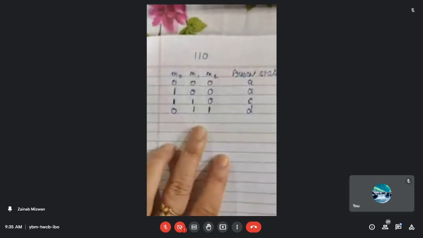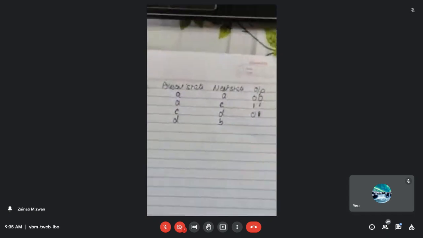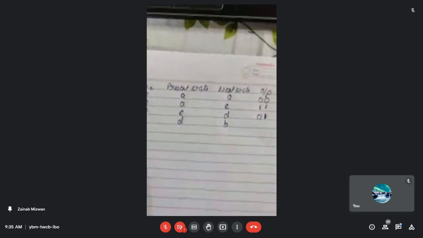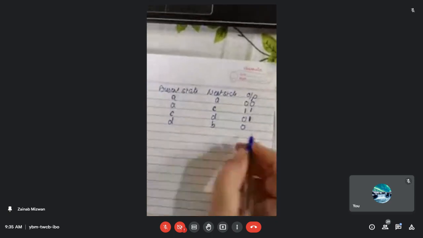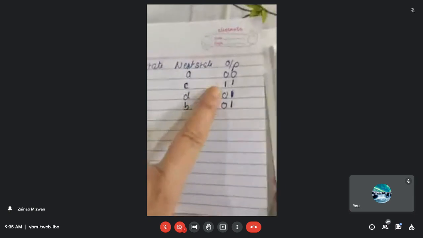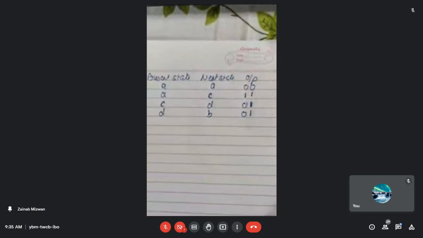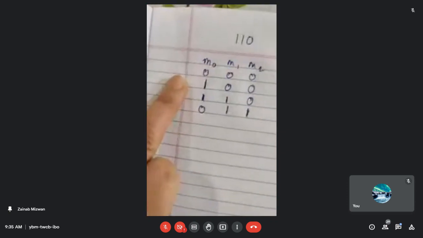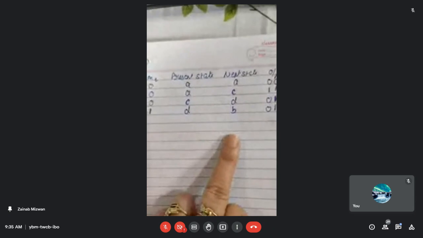0, 1. 0, 1, what is it? That is nothing but the state B over here. And the first output is 0 XOR 1, 1 XOR 1, the value will be 0. So the first output will be 0, and then your output will be 0, 1. So we have got the output 0, 0, 1, 1, 0, 1 and 0, 1, depending upon V1 and V2. Similarly, we have M0, M1 and M2, and then the present state and the next state.